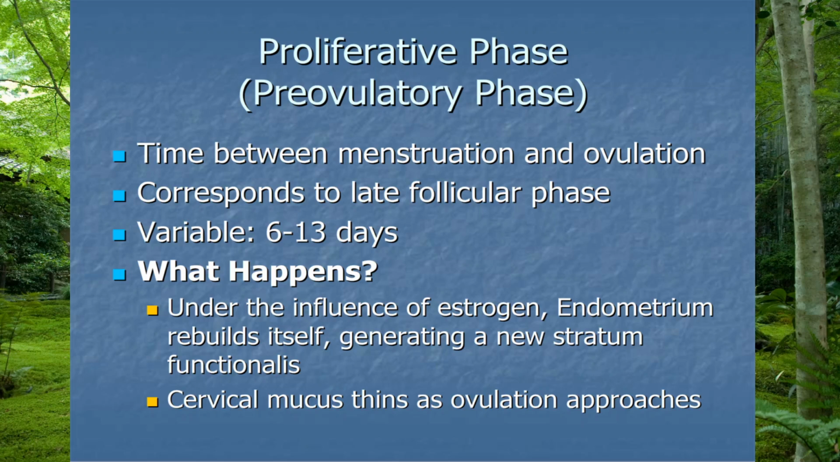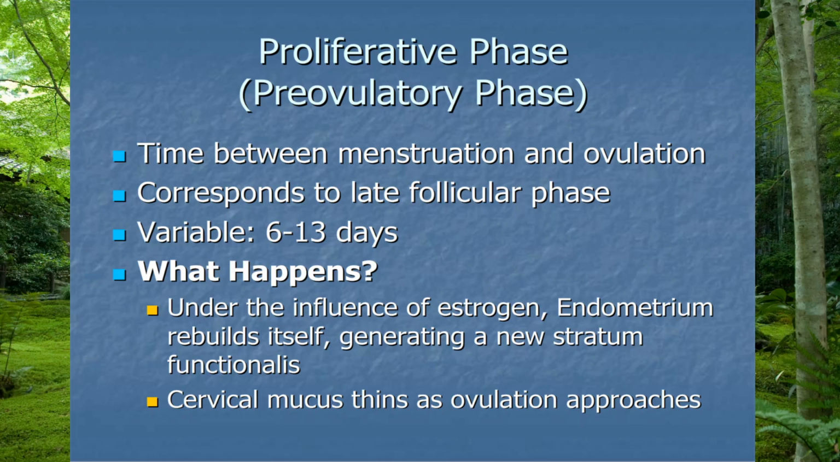So basically what happens during the proliferative phase is that under the influence of estrogen, the endometrium will rebuild itself. That is, a new stratum functionalis will be generated from our stratum basalis. Towards the end of the proliferative phase, the cervical mucus will begin to break down, allowing passage of sperm from the vagina into the uterus.